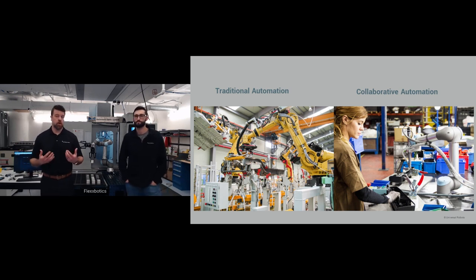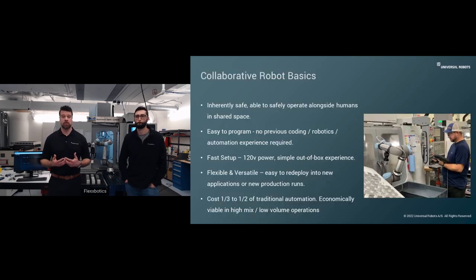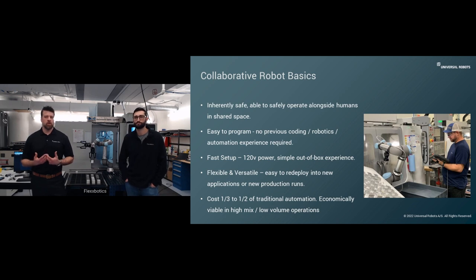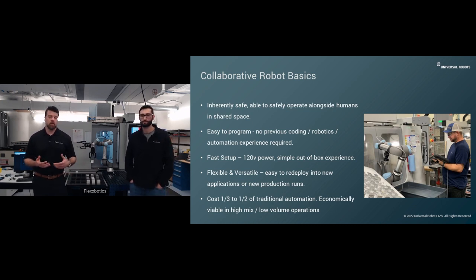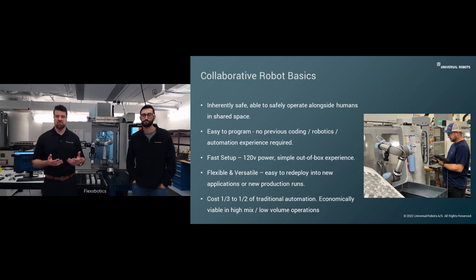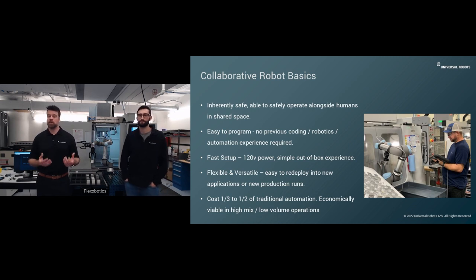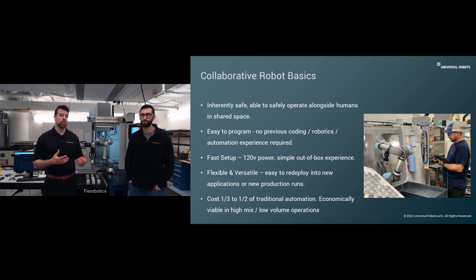Collaborative robots, the term cobots, they are inherently safe. And again, they can work alongside humans. They're very easy to program, so they oftentimes don't require a lot of previous coding experience, which opens up a lot of resources within facilities. All of our cobots run on standard 120-volt power for an out-of-box experience that's very seamless, and they're very easy to redeploy into other operations.